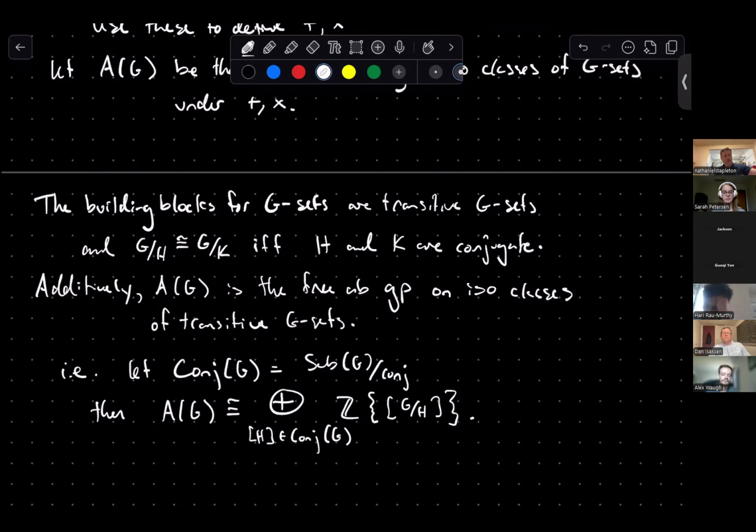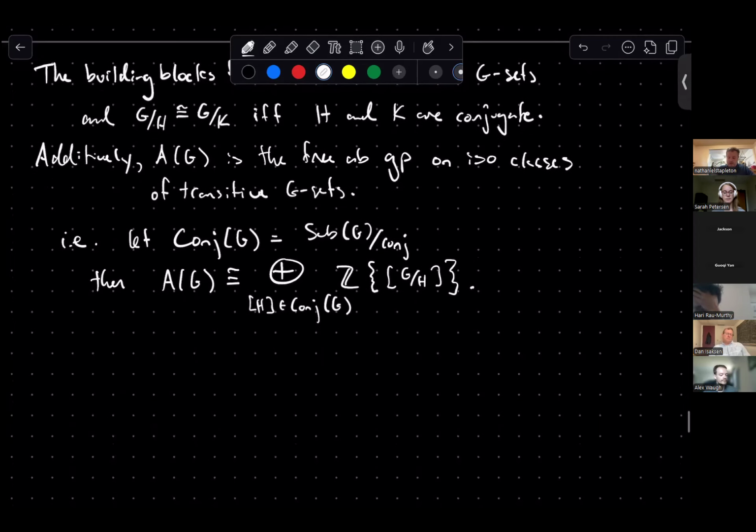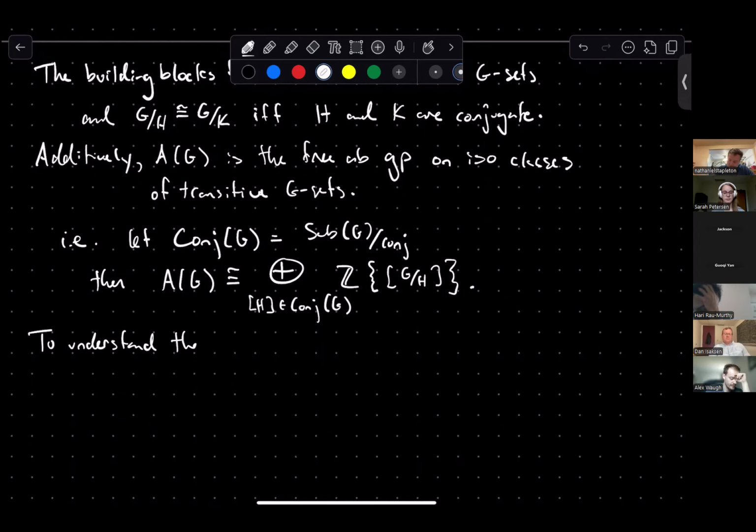So additively, this ring is quite simple, but we'd like to understand it multiplicatively. And in this case, you can do a little bit better than you can do in the representation ring case, actually. At least it requires less technology to make the following statement. So to understand the multiplicative structure, well, what do we need?